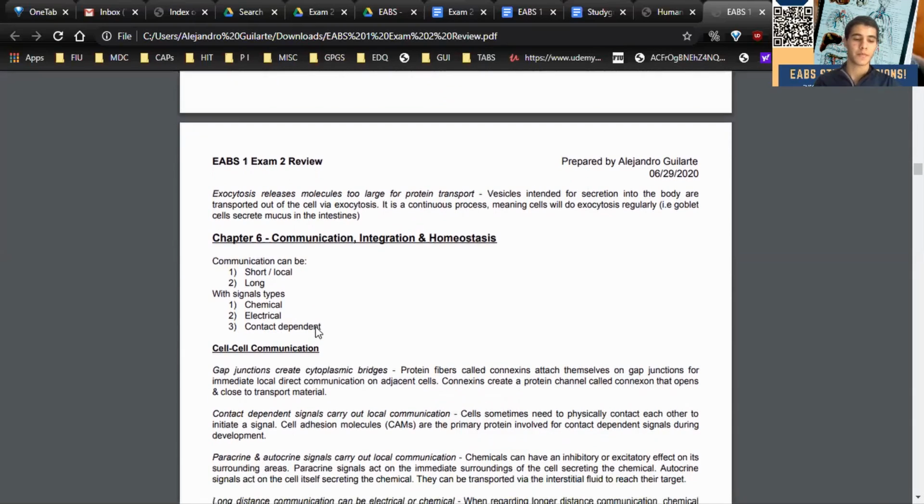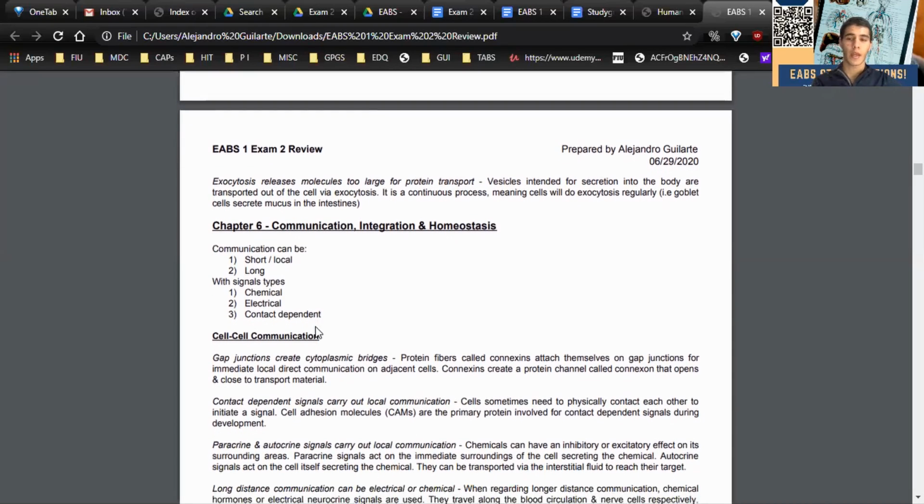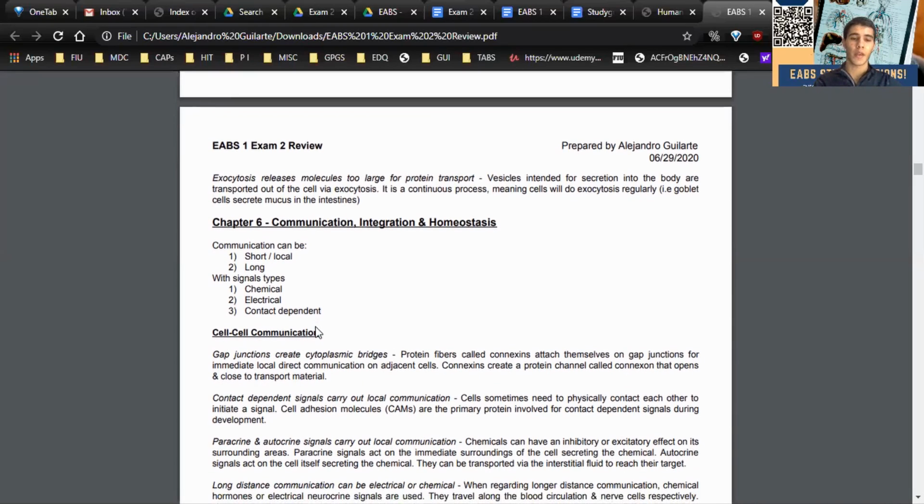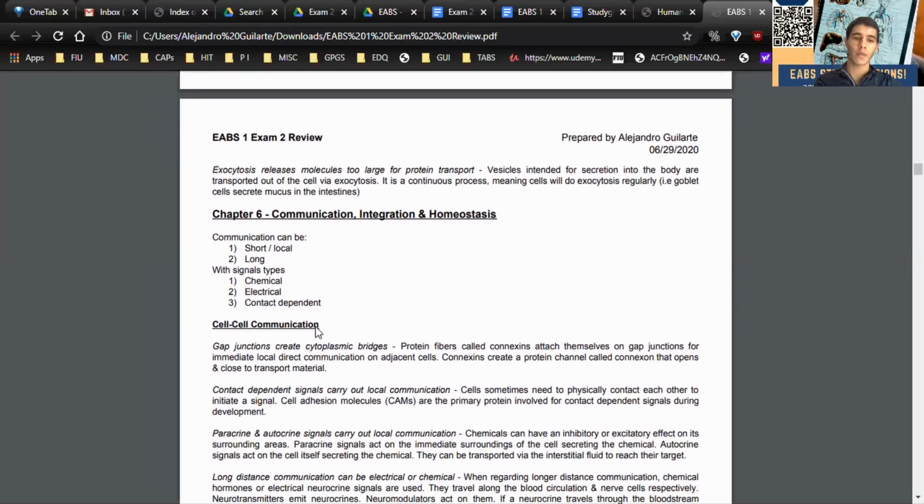For chapter 6, we go over communication, integration, and homeostasis. And cells' communication can be either from a short or local distance or a long-term distance. And they can be of several types. Most known are chemical, electrical, and contact dependent or mechanical.